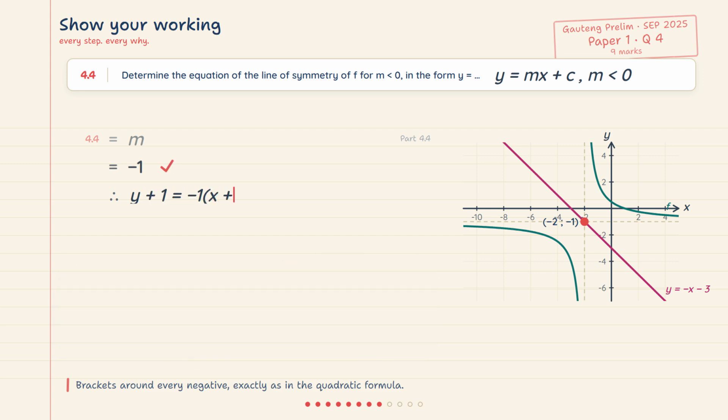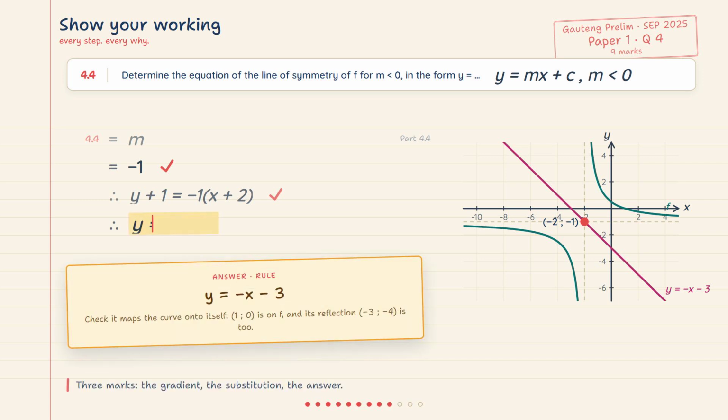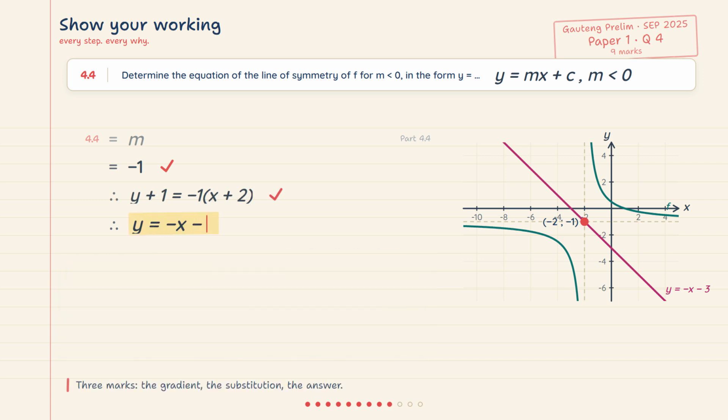Now use point and gradient. y minus y1 equals m, bracket, x minus x1. y1 is minus 1 and x1 is minus 2, and both go in inside their own brackets because both are negative. y minus minus 1 is y plus 1. x minus minus 2 is x plus 2. So, y plus 1 equals minus 1 times x plus 2. Multiply out. Minus 1 times x plus 2 is minus x minus 2. So y plus 1 equals minus x minus 2. And taking the 1 across gives y equals minus x minus 3. The question asked for the form y equals, so stop exactly there.